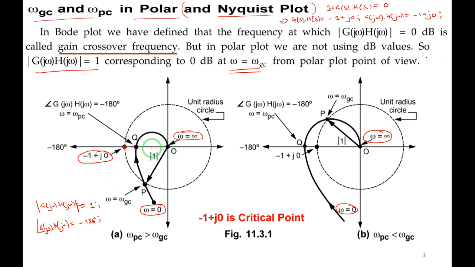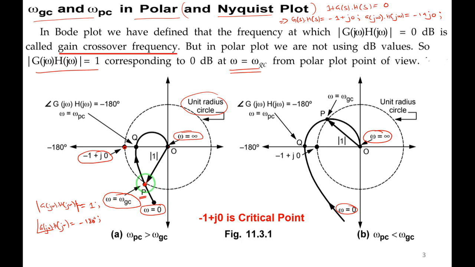Take the compass and draw the circle here, a dotted circle, simply lightly drawn. I hope you can observe this is the unit circle having unit radius, because the magnitude of G(jω)H(jω) equals 1. So draw the unit circle. This unit circle is intersecting the polar plot at point P. Observe here, at point P. Wherever the polar plot intersects the unit circle, this frequency we call the gain crossover frequency, ω_gc. I hope you got it.